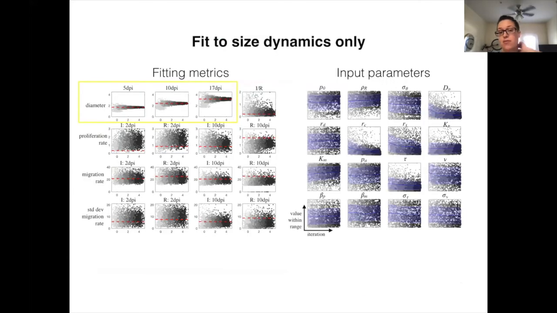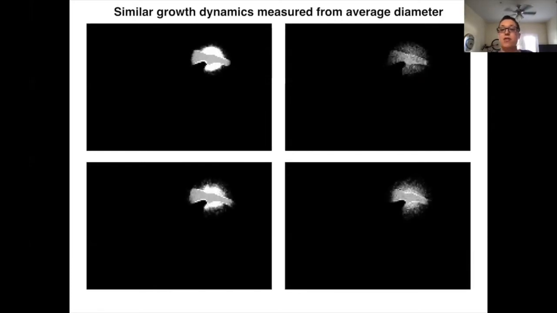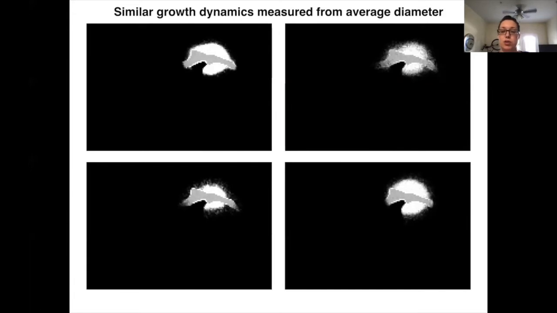So what we did first is only fit this to the size dynamics. If you look in that yellow box, you can see the size dynamics are fitting really well. Everything else has not been fit. And you see there's a broad range of parameters that this lands on. If we just look at these results, it's really varied what we get. And here's a video of a variety of different solutions.